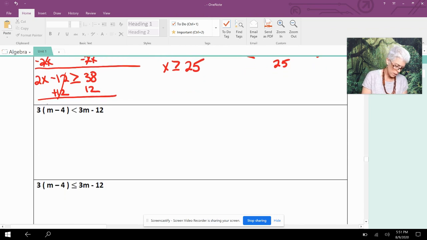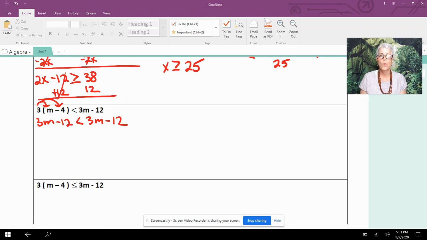Let's look at the next one. So I distribute. I have 3m minus 12 is greater than 3m minus 12. Now, it's the same on both sides. If I continued to work this all the way to the end, I would end up with 0 is less than 0. Now, when we did equations, immediately you knew that if it was the same on both sides, you would write all real numbers. But with an inequality, sometimes you won't do that. So let's actually look at the answer and make a decision.